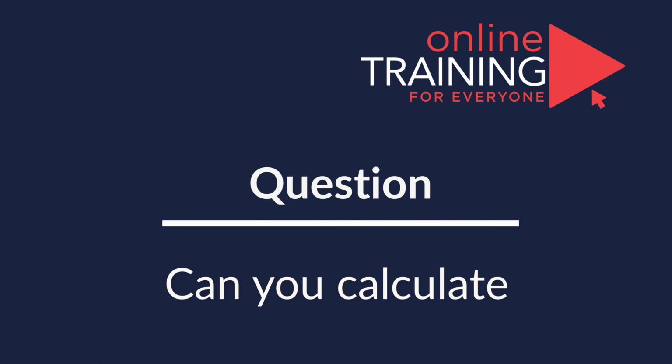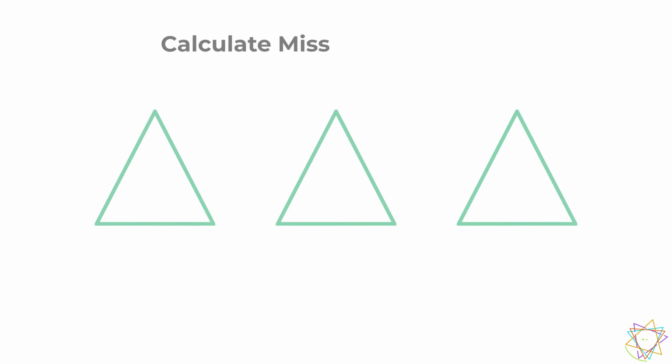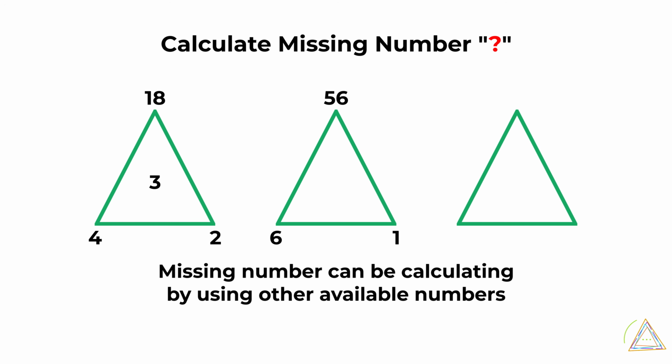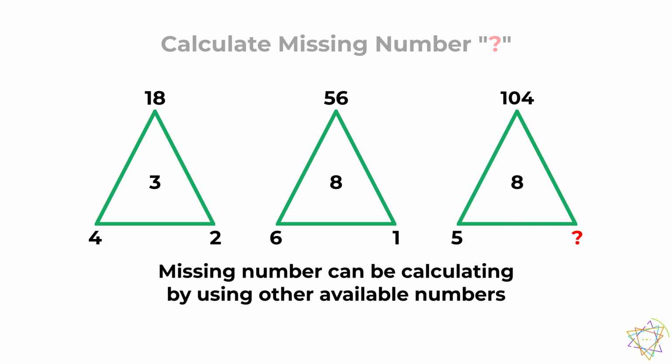Here's a very interesting question you frequently see on the test. You're presented with 3 triangles. Each of the corners of each triangle has numbers. For example, the first triangle has number 18 on the top, numbers 4 and 2 at the bottom, and number 3 in the middle. The second triangle has numbers 56, 6 and 1, and number 8 in the middle. The third triangle has number 104 on the top, number 8 in the middle, number 5 in the bottom left corner, and 1 missing number in the bottom right corner.